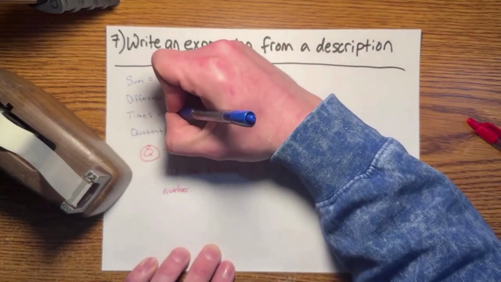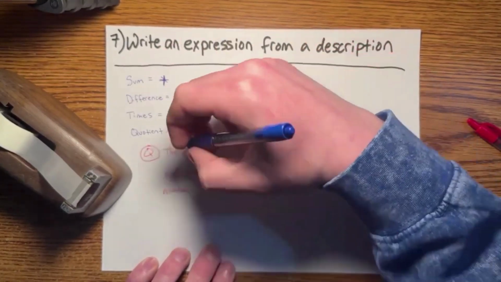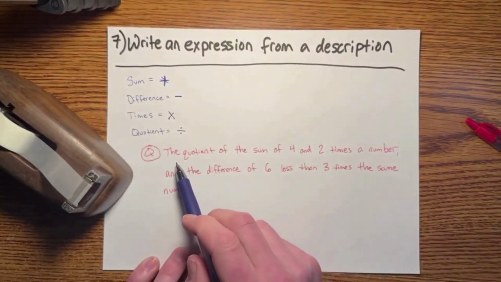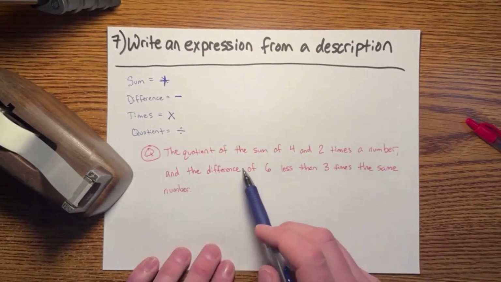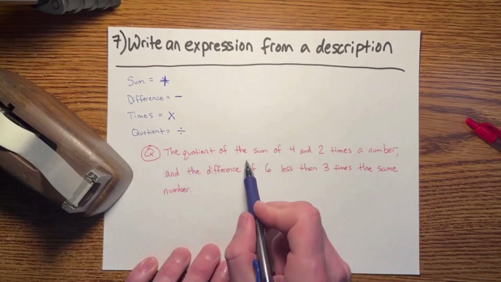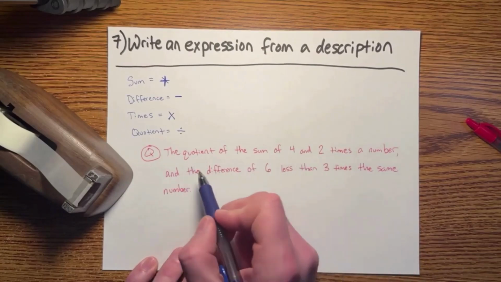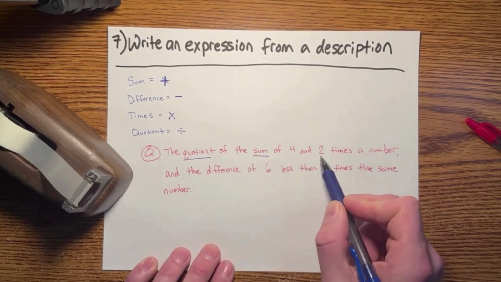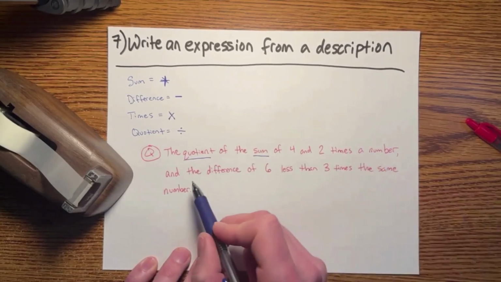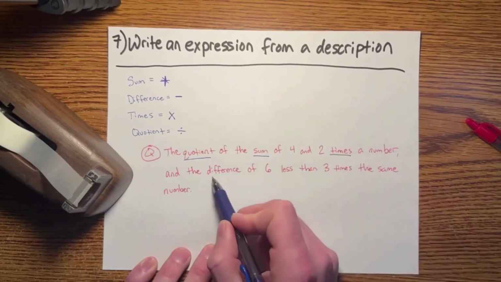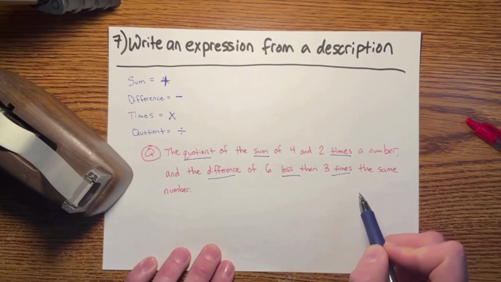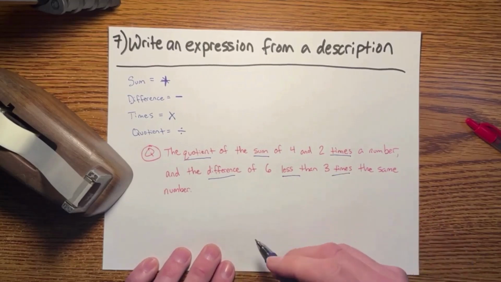Times refers to the multiplication of two numbers, and quotient refers to the division of two different numbers. So a problem could look like this. It says: the quotient of the sum of 4 and 2 times a number, and the difference of 6 less than 3 times the same number. All right, so let's start separating these out.